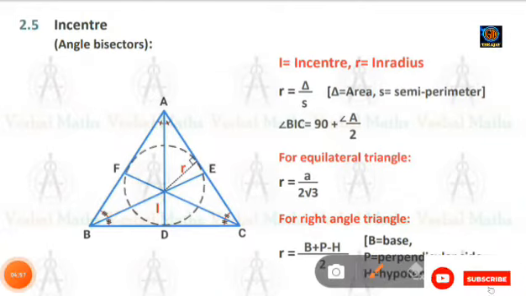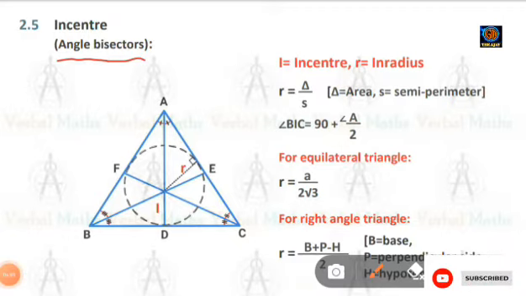Next thing, what is the incenter? With the help of angle bisectors, the incenter is formed. Last year in the CDS examination, a question was directly asked based on the incenter, circumcenter, angle bisector and perpendicular. A lot of information was given and the question was asked directly.